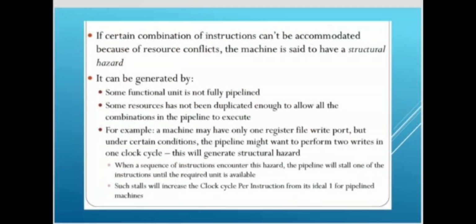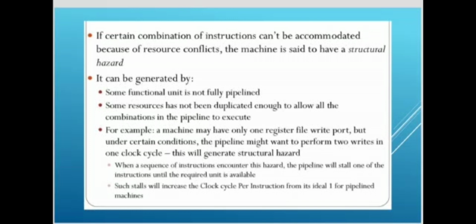Certain combinations of instructions cannot be accommodated because of resource conflict. The machine is said to have a structural hazard. It can be generated by some functional unit not being fully pipelined, or some resource not being duplicated enough to allow the combination of instructions in the pipeline to execute. For example, say a machine has only one register file write port, but under certain conditions the pipeline might want to perform two writes in one clock cycle. This will generate a structural hazard.